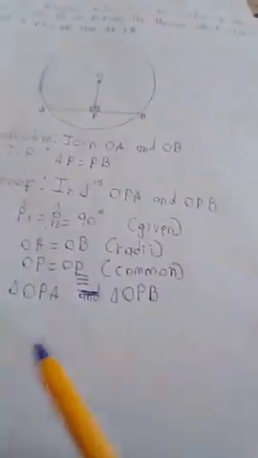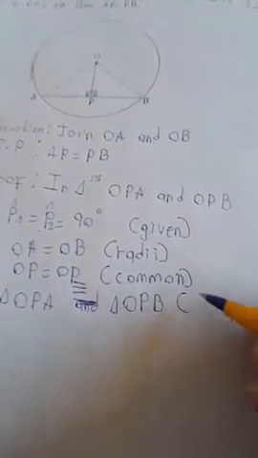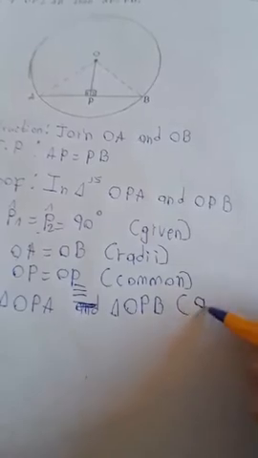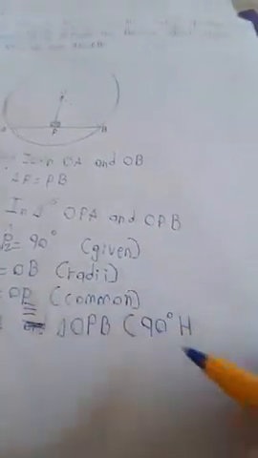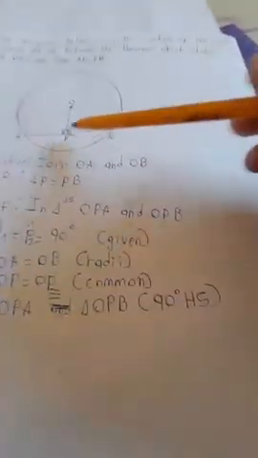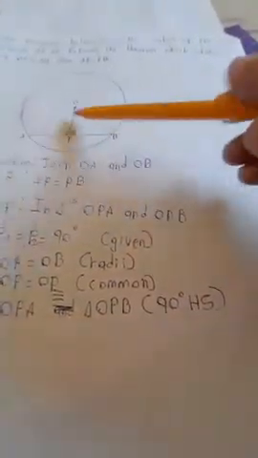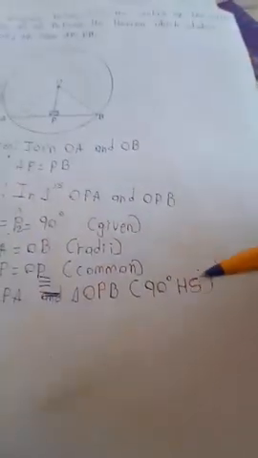The reason we say these two triangles are congruent is that they both have 90 degrees, they both have a hypotenuse, and they both have one other side that is equal. We have 90 degrees in both. We have the hypotenuse, however you want to call it. They are equal here, and also these sides here are equal.